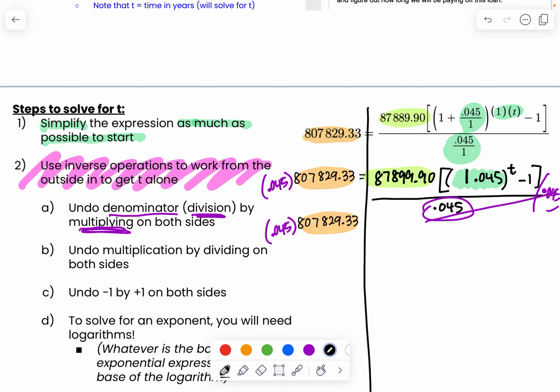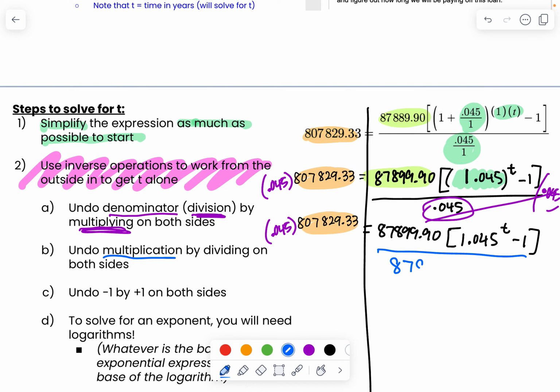And over here we end up having 878, whatever this number is for you, times 1.045 to the t minus 1. Remember, parentheses, even square ones, mean multiply. So now we have to undo multiplication. This is multiplying by this expression, and the opposite of multiplying is dividing. So I'll divide by whatever this number is. Remember, each group is going to have a different number there.